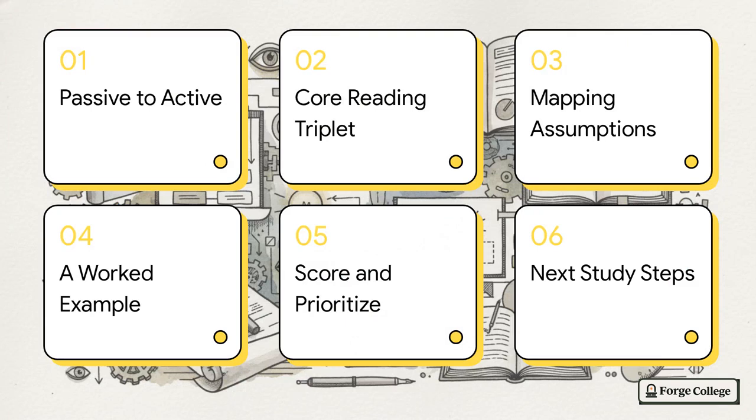Here's our game plan. First, going from passive to active reading. Second, the core reading triplet. Third, mapping assumptions. Fourth, a practical worked example. Fifth, score, prioritize, and plan. And finally, your next study steps.